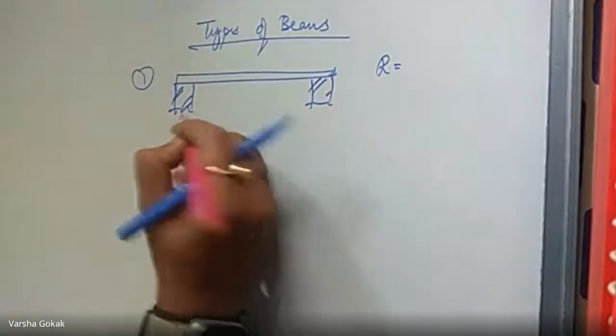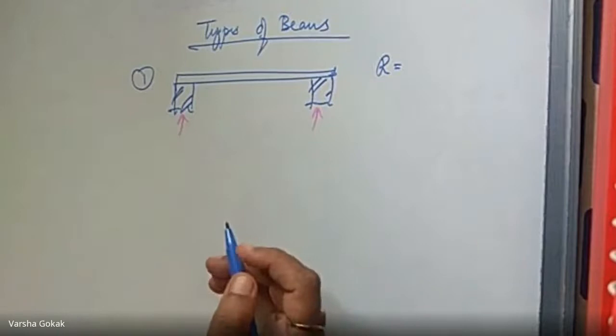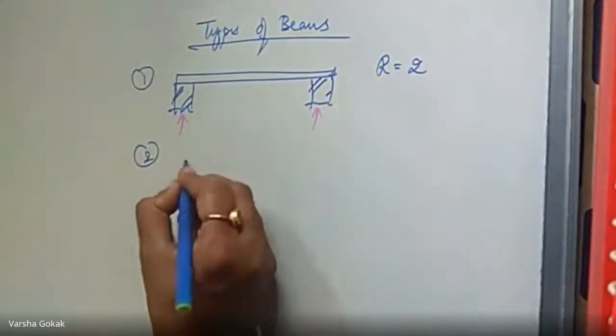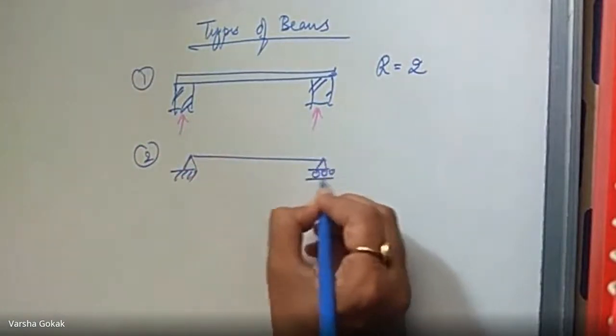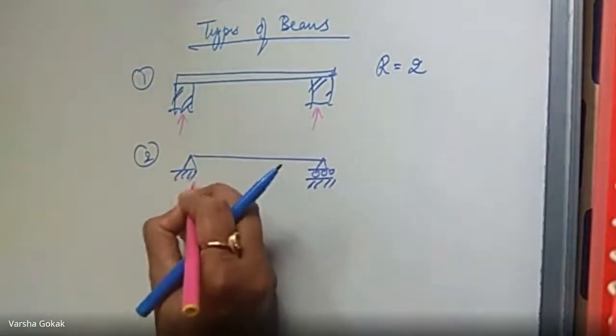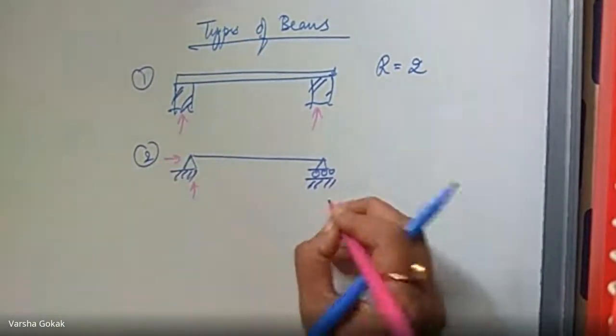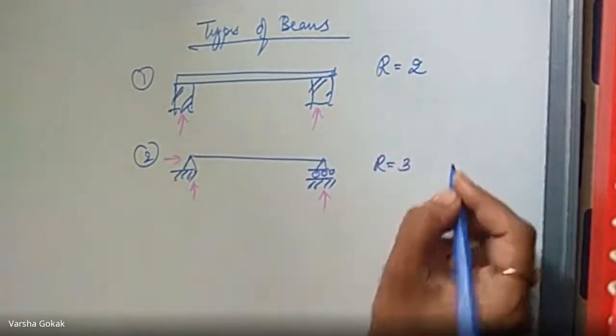One is going to be here, another one is going to be here. So, total number of reactions is how much? 2. R is 2. Second, if I have a hinge and I have a roller, how many reactions will the hinge have? A hinge is going to have 2 reactions and a roller is going to have 1 reaction. So, what is the total number of reactions?